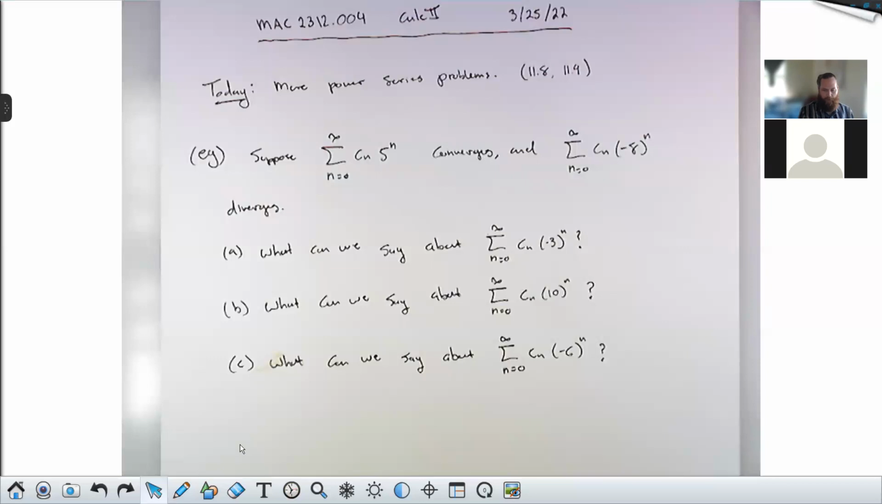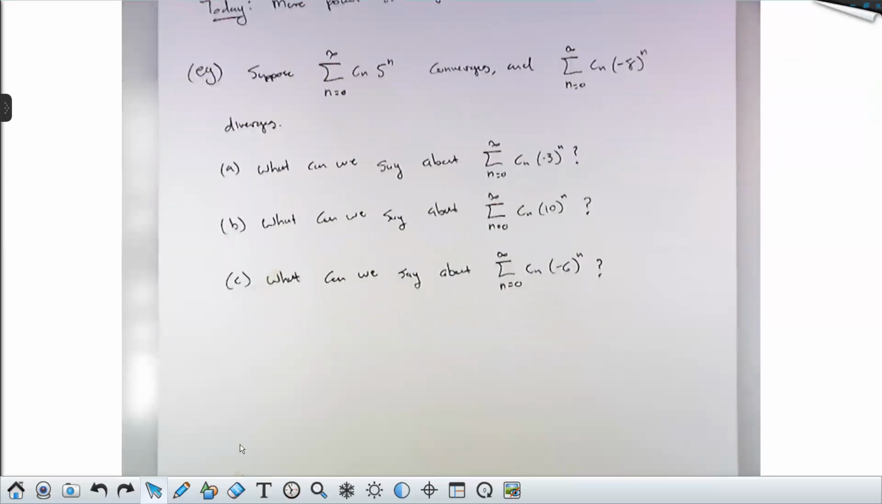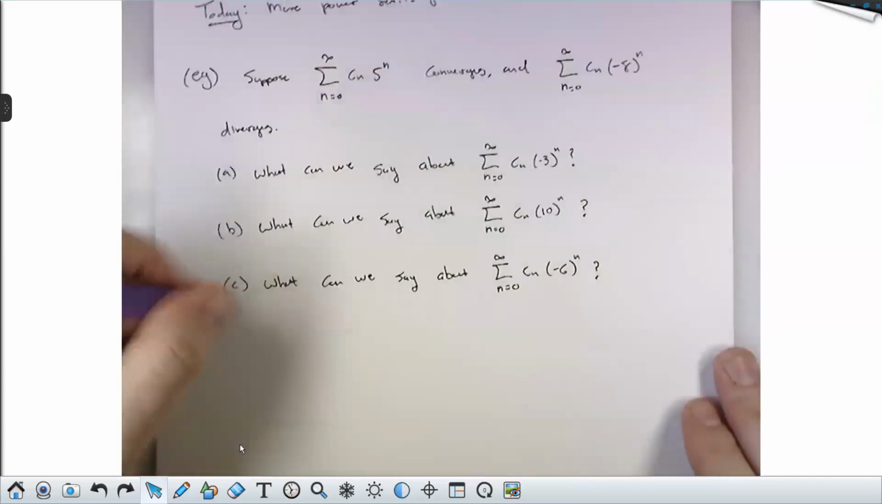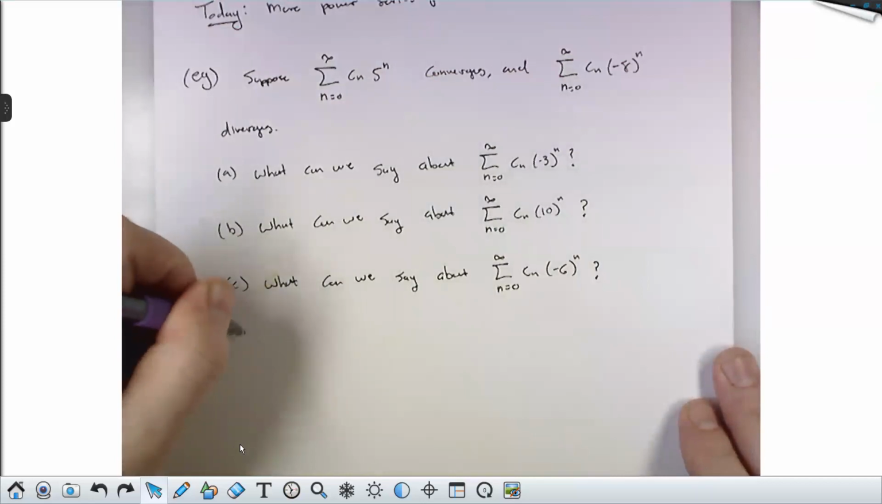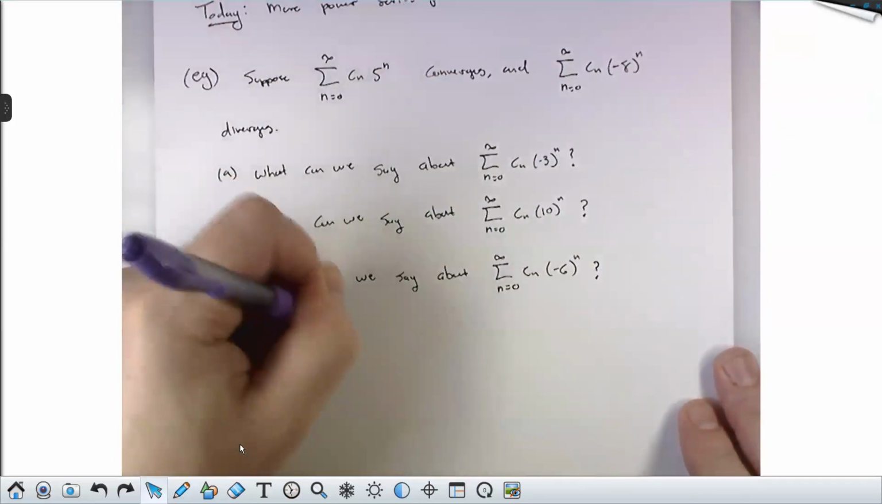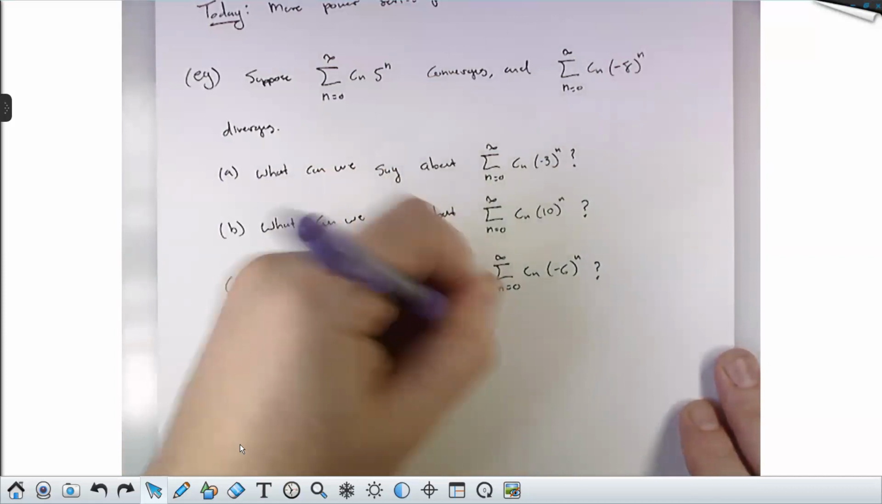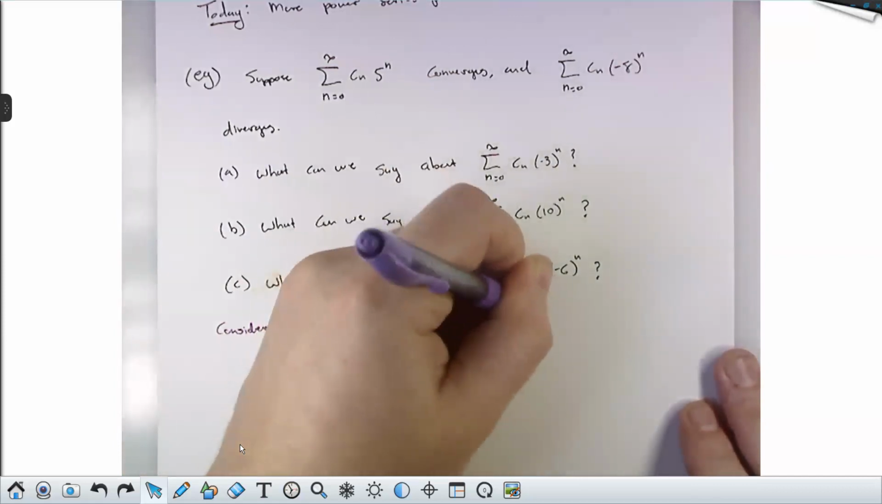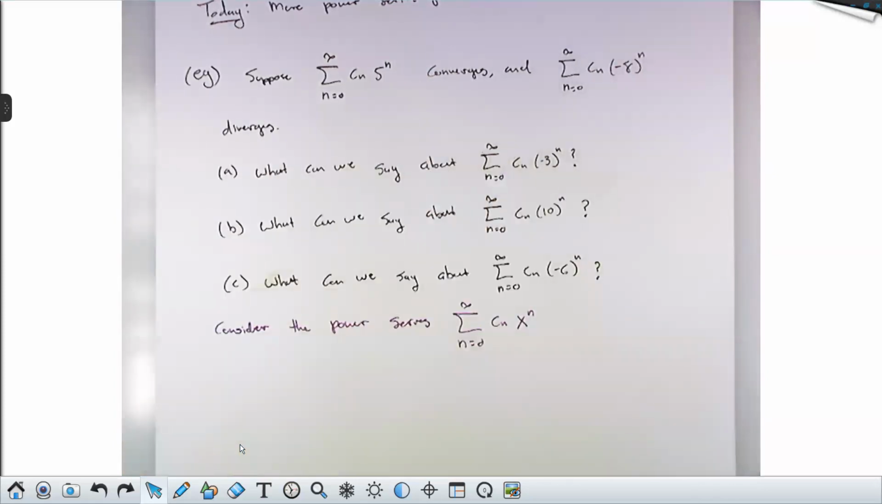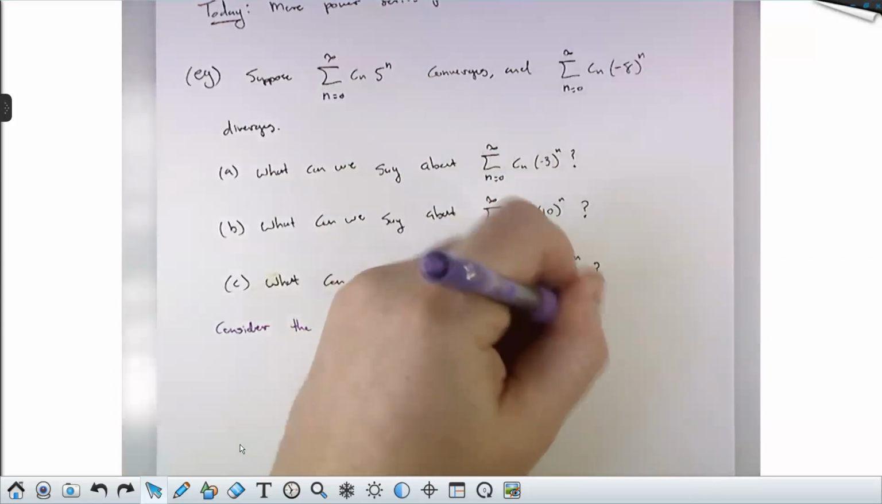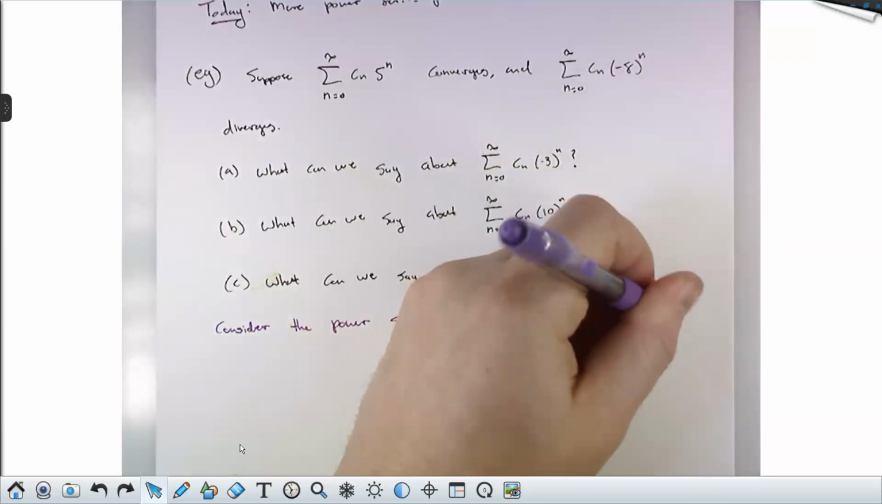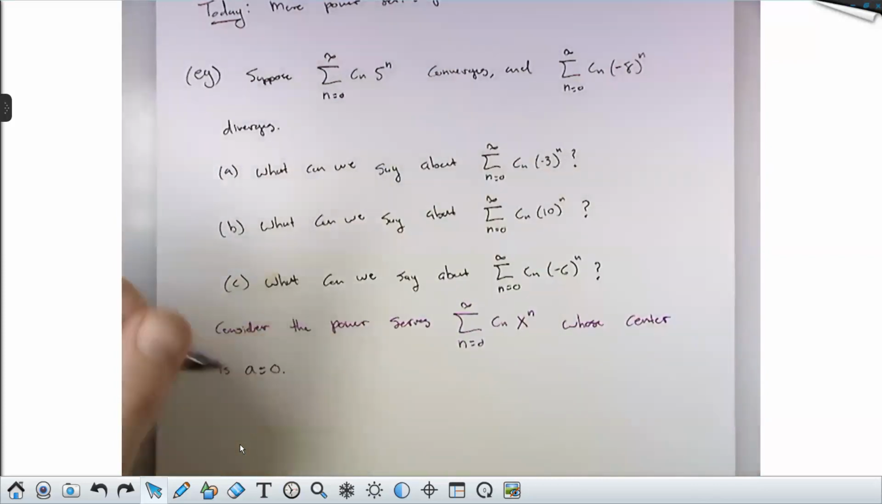So when I say we're going to be thinking about a power series, what power series? Well, all of these can be thought of as specific values of a power series, namely, let's consider the power series the sum from n equals 0 to infinity of Cn times x to the n, whose center is 0.